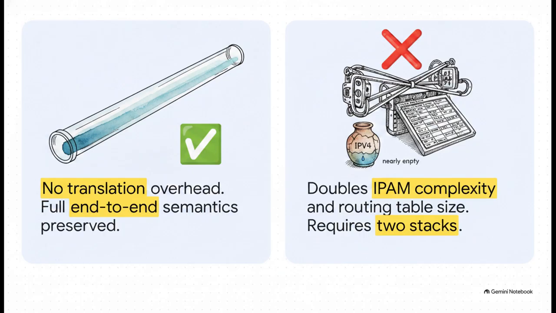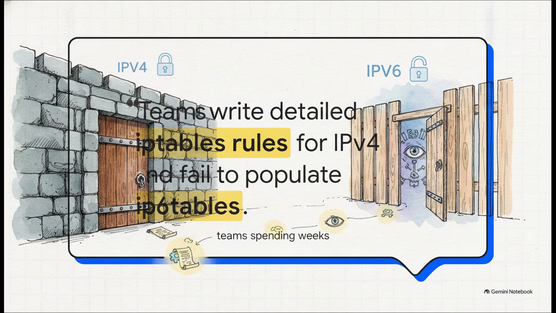for every host. Now, what's really interesting about this quote is that it highlights the single most common misconfiguration in enterprise dual-stack environments. Teams will spend weeks writing meticulous, perfectly crafted iptables rules for IPv4, but then they completely fail to populate ip6tables, which is an entirely separate rule set. The result? It's like bolting your front door shut but leaving the back door wide open to the internet.